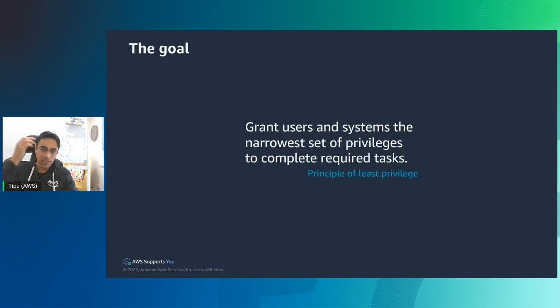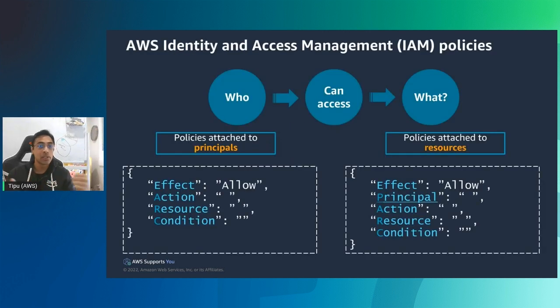The first thing is, why does one even get denied? It's not always a matter of misconfiguration. Sometimes there is actually a good reason why people get denied access. As a security best practice, we want to grant users and systems the narrowest set of privileges to complete the required tasks. This is what we call the principle of least privilege. There are lots of legitimate situations where someone might get denied, but of course, there are some situations where it was due to a configuration issue. We want to explain how all of this works so that you don't face this problem when it's unintended.